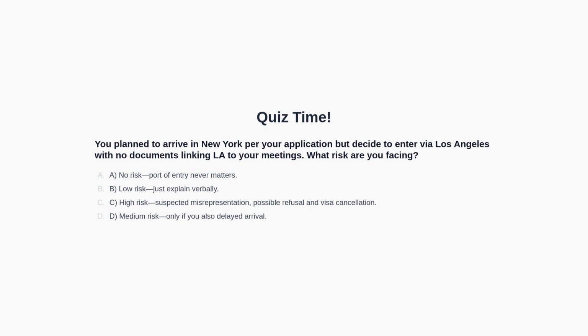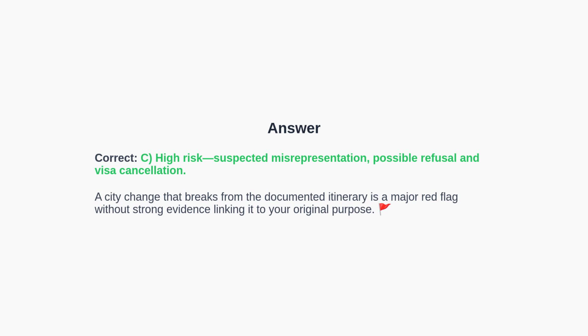D. Medium risk only if you also delayed arrival. You may pause the video now to consider your answer. We will discuss the answer in the next section. The correct answer is C. Changing your arrival city without documentation connecting it to your original itinerary is a major red flag. It can signal possible misrepresentation and can lead to refusal of admission and visa cancellation.